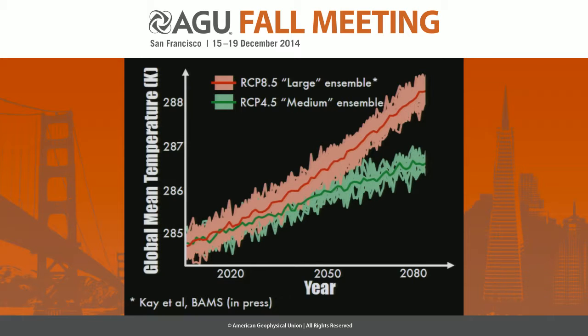The question that I want to ask today is, well, these things are very expensive to run, and is it necessarily the best use of our time to do very large initial condition ensembles to address the problem of initial condition variability? Or could we get away with fewer and predict what the result of the larger ensemble would look like?